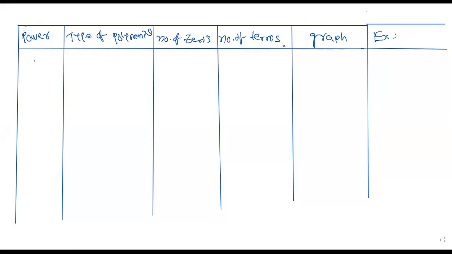I am going to explain polynomials, part 2. If you didn't see part 1, watch part 1 first, and then you can understand the topics of this part 2. Now, if the power of the polynomial is 1, you can say that it is a linear polynomial.